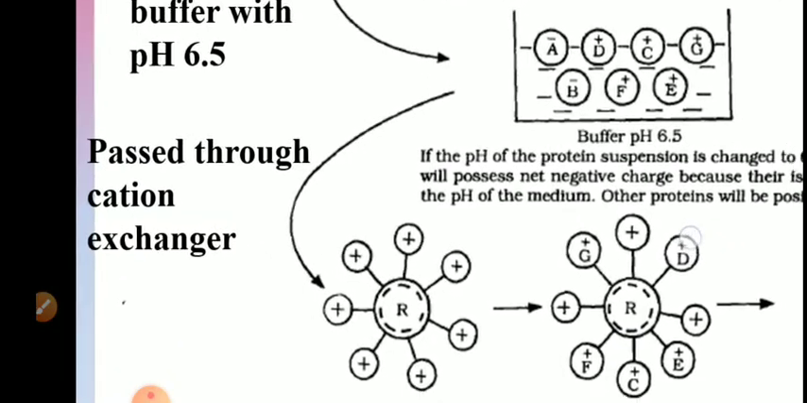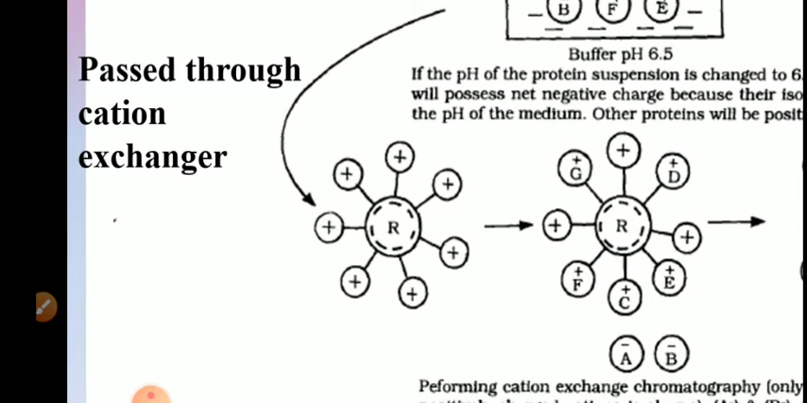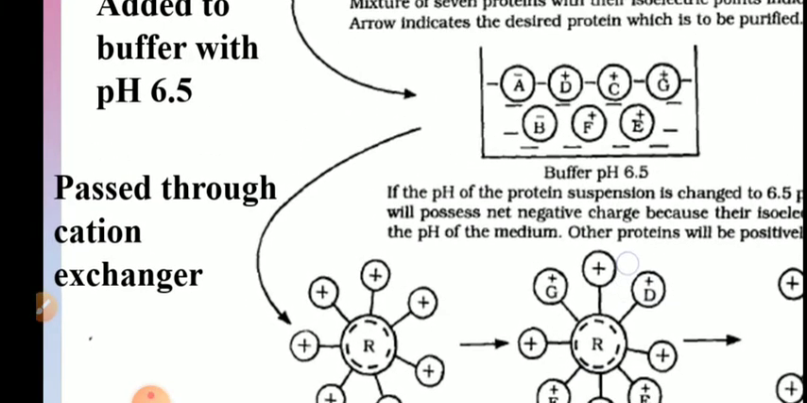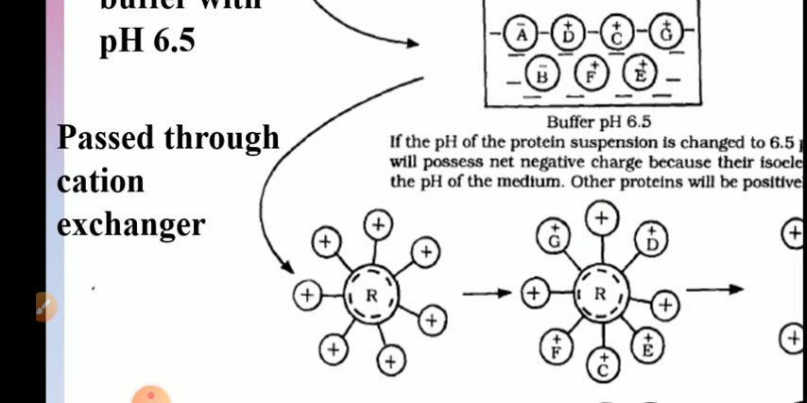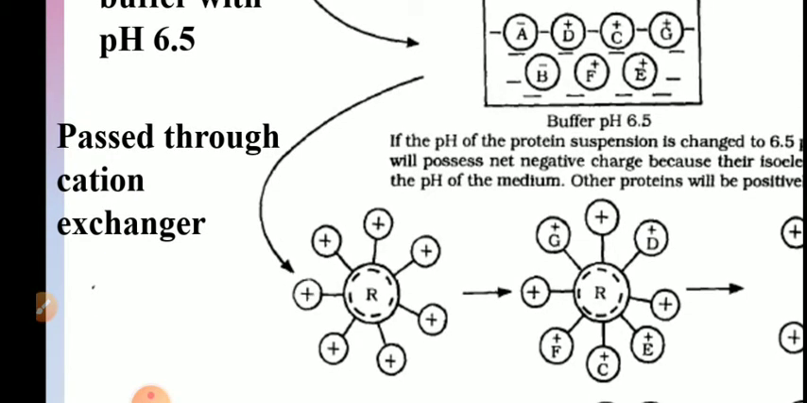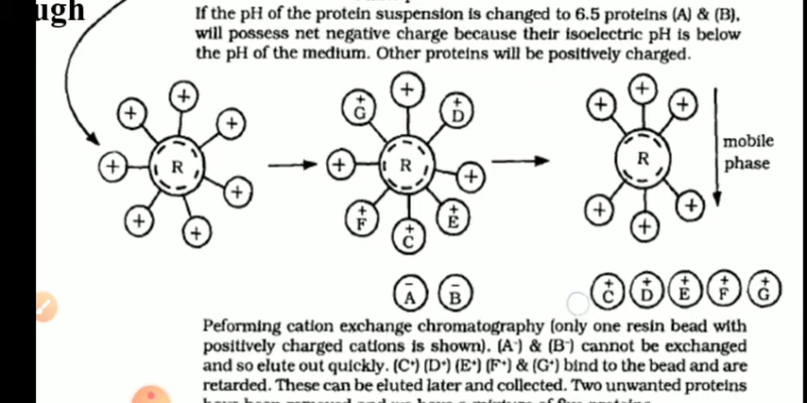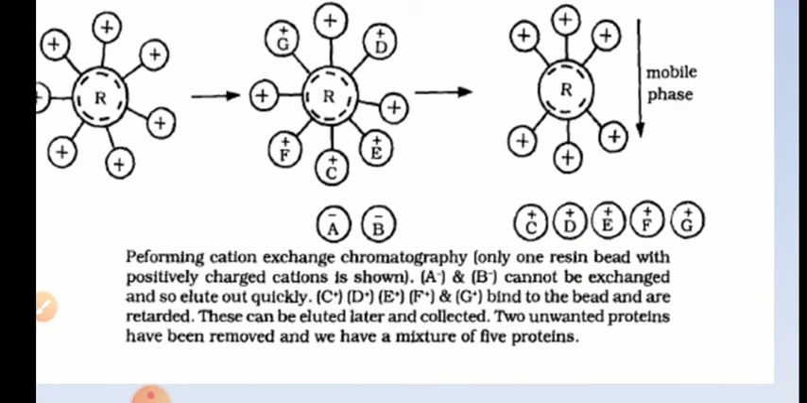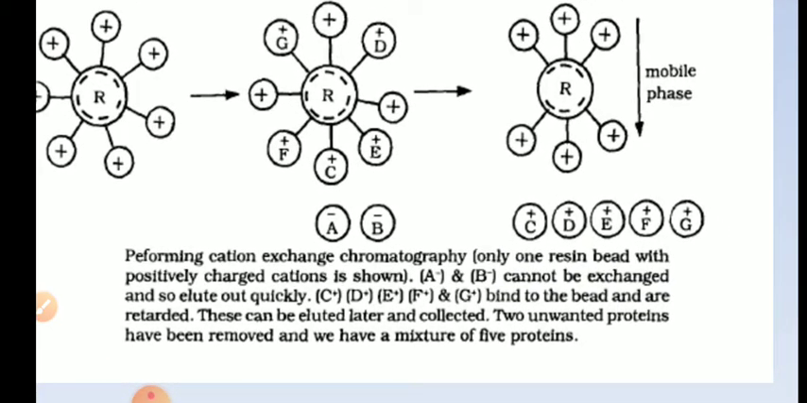Now you pass them through a cation exchange resin. When you pass them through a cation exchange resin, A and B, which were negatively charged, will be eluted out directly. So now the mixture of 7 proteins contains only 5 proteins. So you have to separate D from only 5 proteins. Okay. So now A and B, which were negatively charged, will be removed and you will have now C, D, E, F and G. So from this you want to separate only D.